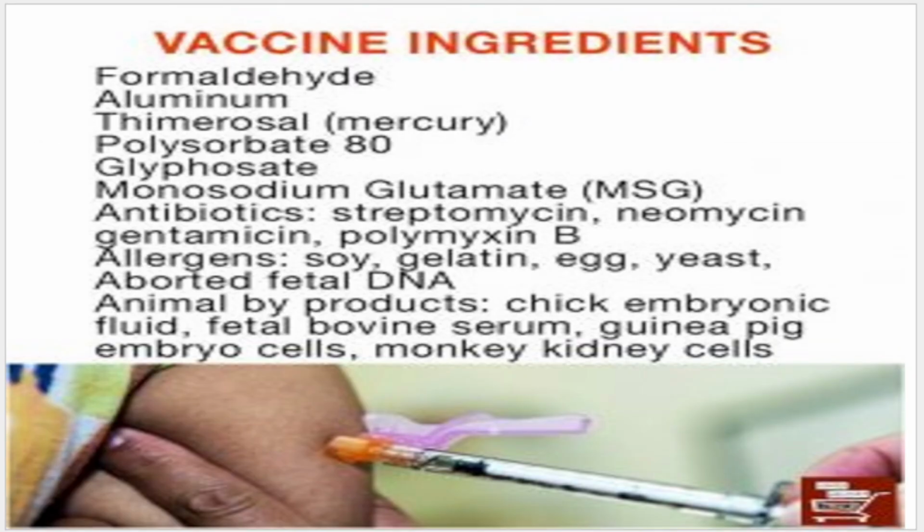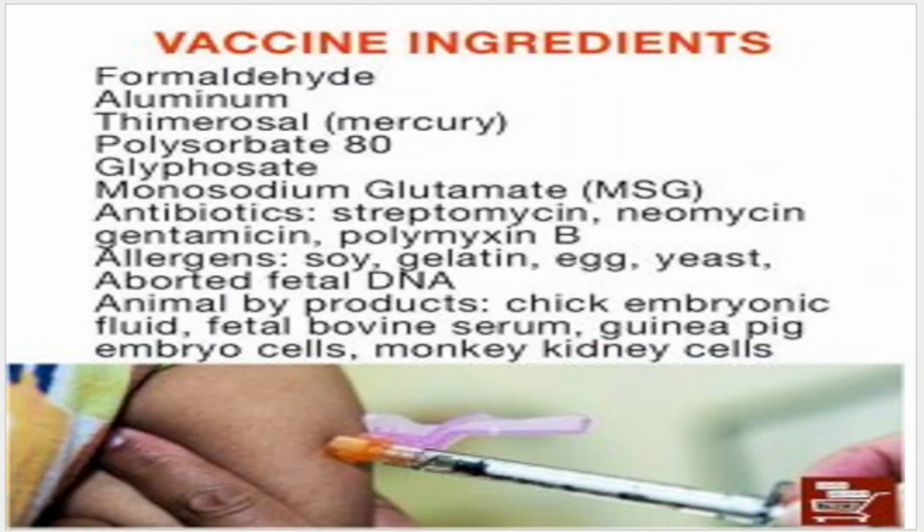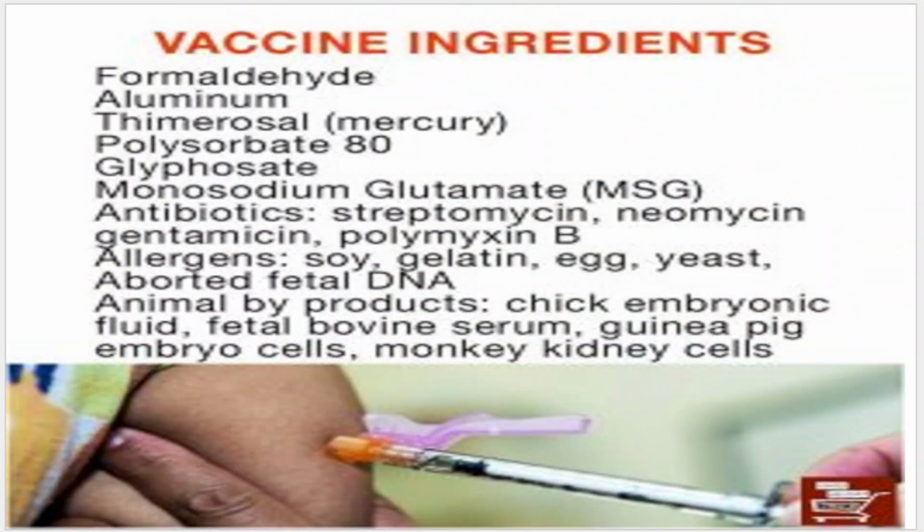So for that same reason, the vial contains a vaccine, and the other name for a vaccine is virus that has the same substances as a snake consumes to concentrate its venom. So it has dangerous substances such as formaldehyde, aluminium, mercury, which is very toxic, polysorbate 80, glyphosate, which is a dangerous chemical used in killing weeds, manufactured by Monsanto. And then we have dangerous antibiotics such as streptomycin, neomycin, gentamicin, which are anti-life, they kill life. And then we have dead substances such as fetal cells. So these are cells from aborted fetuses, animal products such as chicken embryonic fluid, fetal bovine serum, guinea pig embryo cells, and cells from monkey kidneys. So these are dead biological tissues.